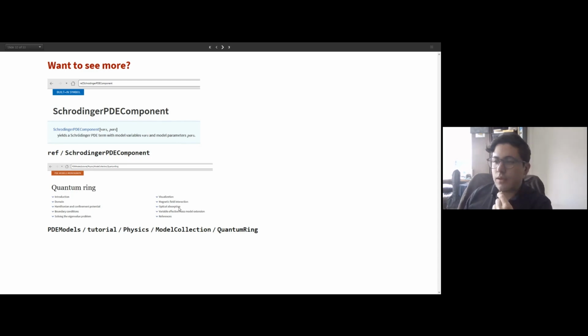You can calculate the optical absorption, and that could lead you to some types of problems that are actually publishable and can have applications.